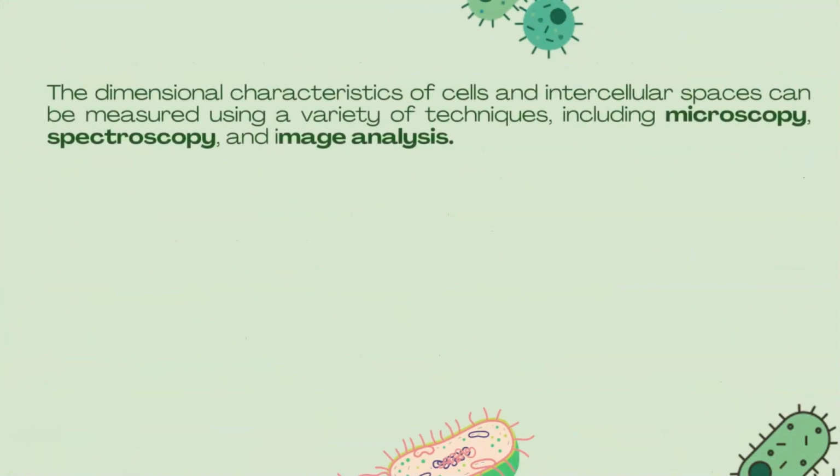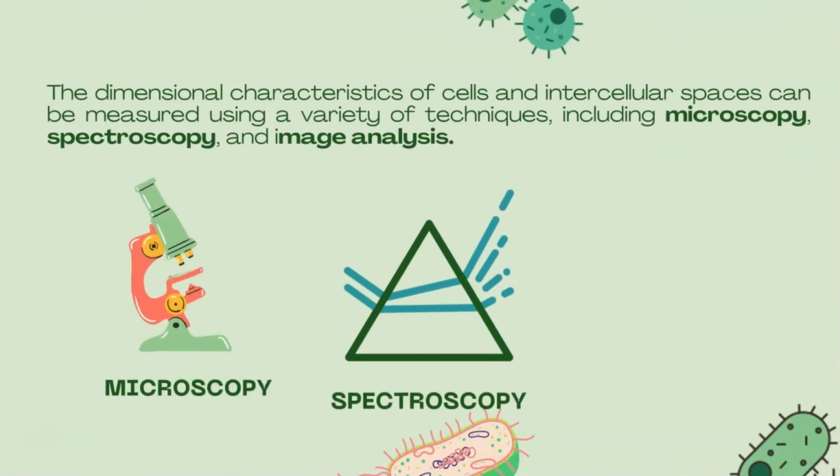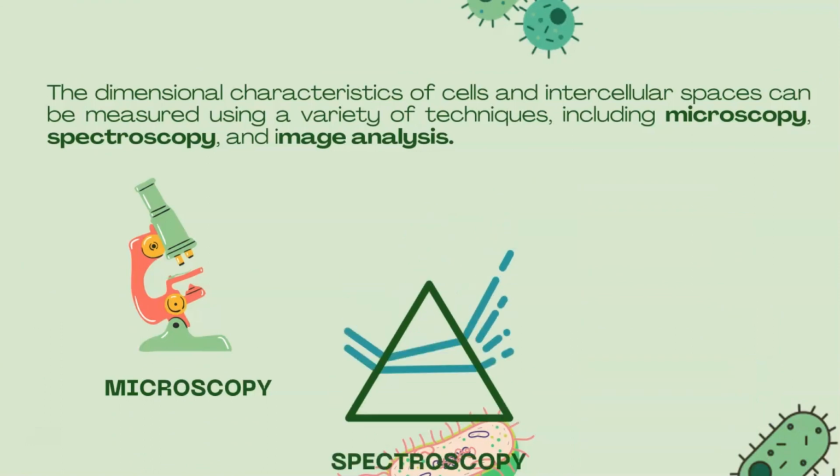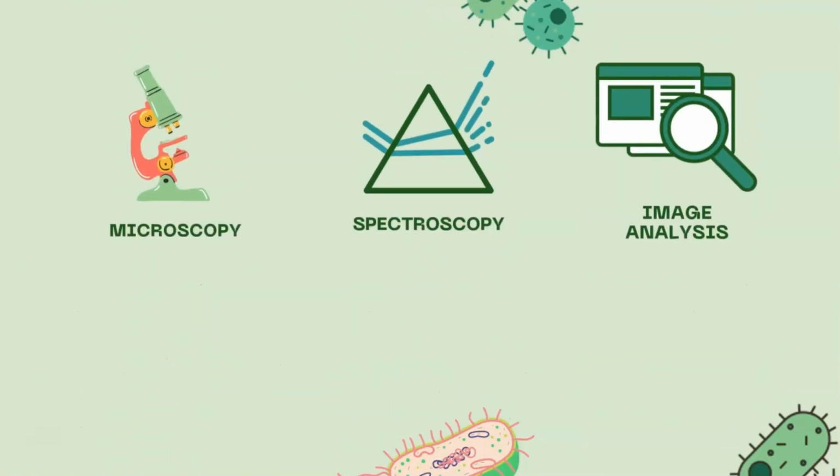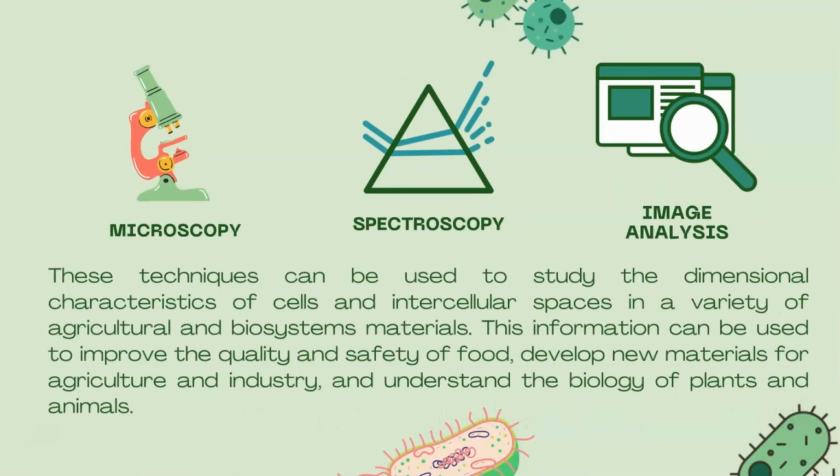The dimensional characteristics of cells and intercellular spaces can be measured using a variety of techniques, including microscopy, spectroscopy, and image analysis. These techniques can be used to study the dimensional characteristics of cells and intercellular spaces in a variety of agricultural and biosystems materials. This information can be used to improve the quality and safety of food, develop new materials for agriculture and industry, and understand the biology of plants and animals.